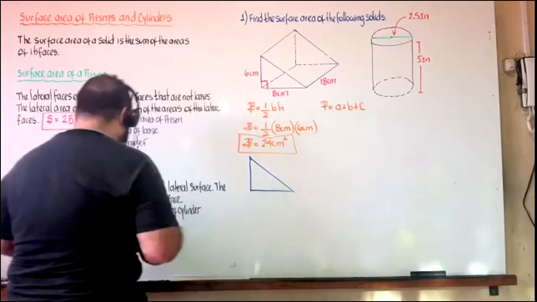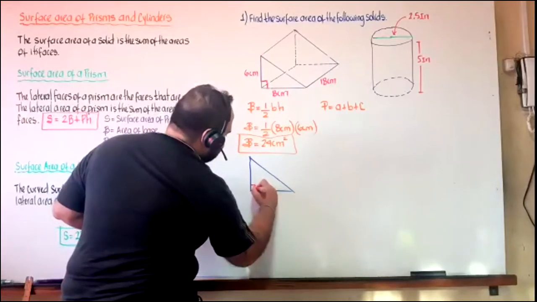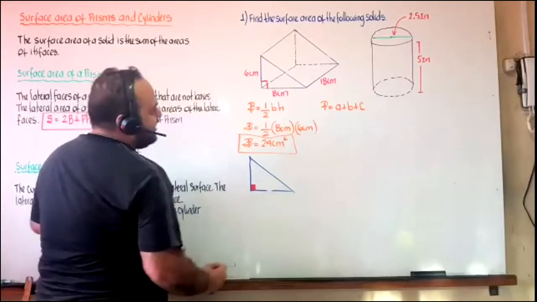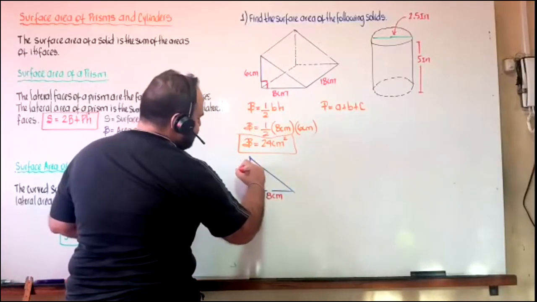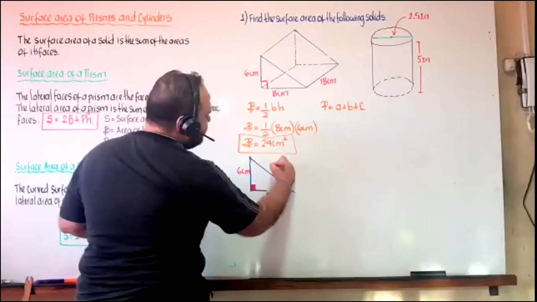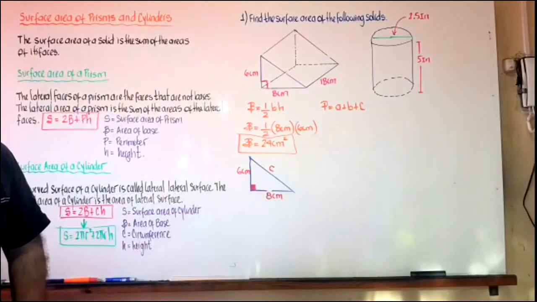Okay, this is a right triangle. We have the measures, remember? This is going to be the 90 degrees. We have 8 centimeters. This is going to be 6 centimeters. And we are looking for the value of C. How can we do that?